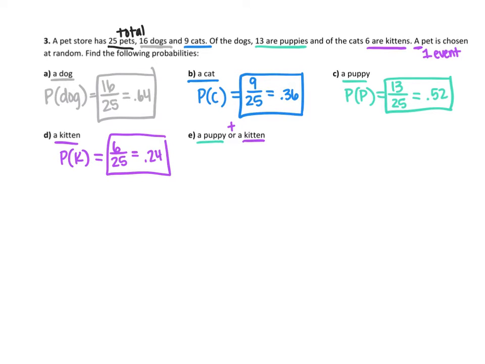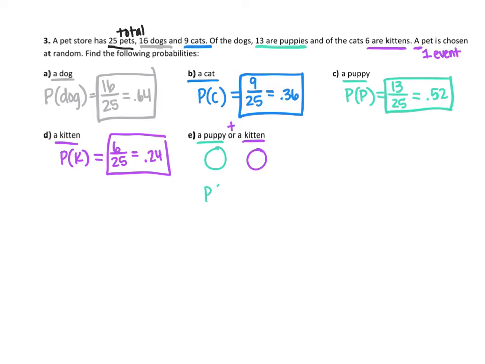So or means add, but I have to think about: can there be overlap? Can I choose something that is both a puppy and a kitten? No, I cannot. So this is that scenario where they are mutually exclusive, meaning there's no overlap. So I don't need to subtract out the overlap. I don't count it twice.